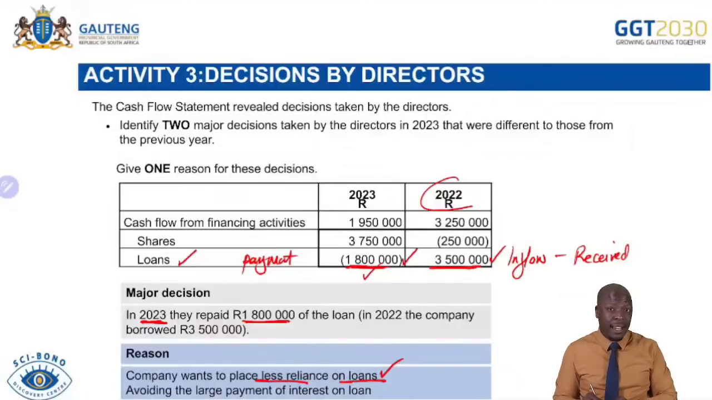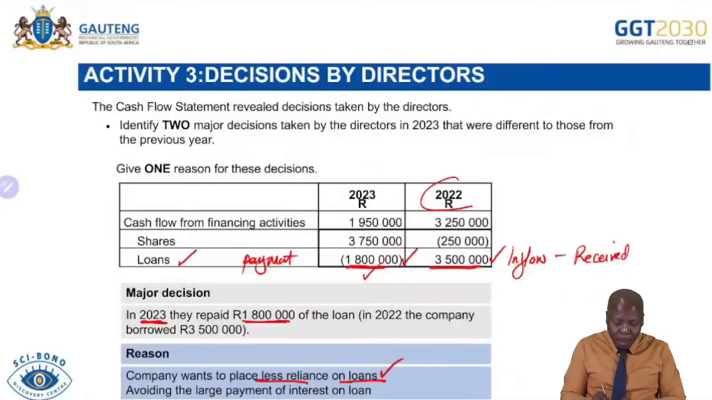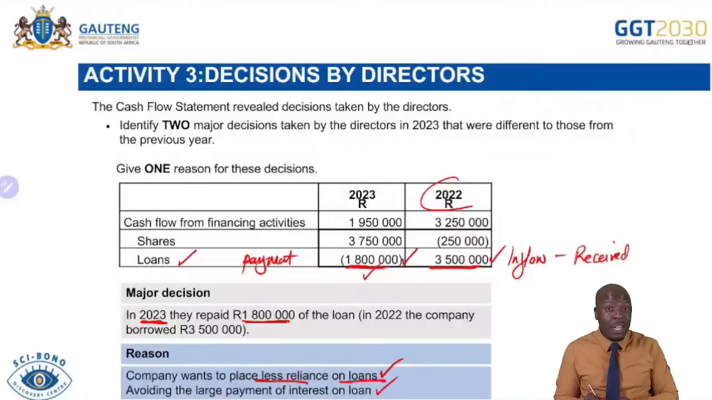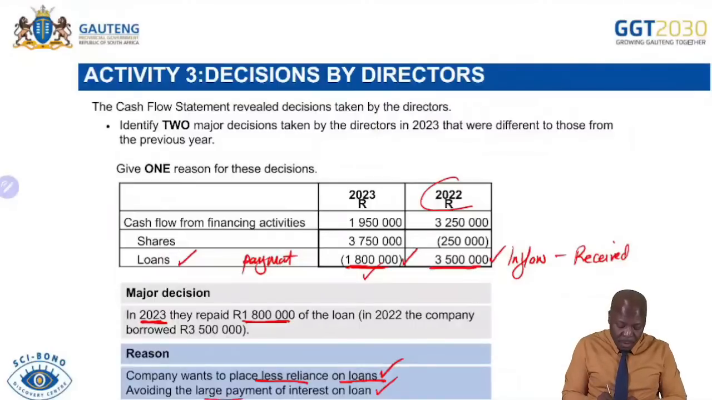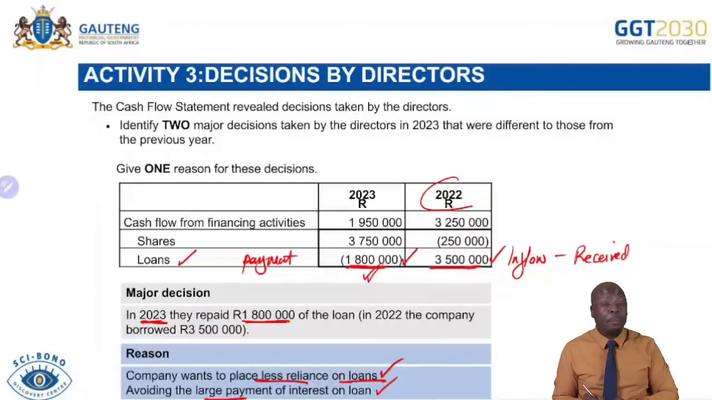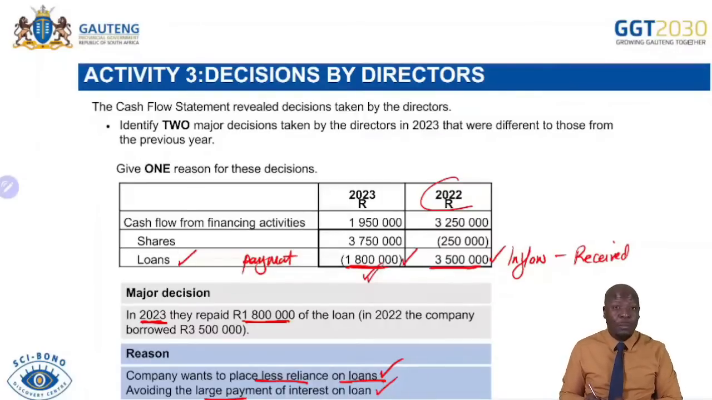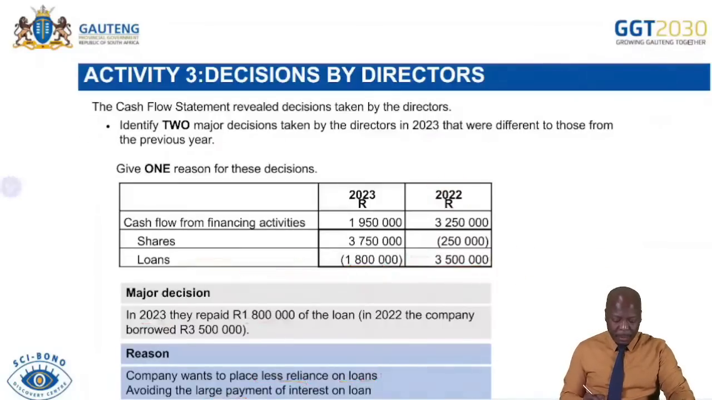And you have to understand that the moment the company has more loans, it also means they will pay more amounts in terms of interest. So by trying to avoid the large payments on interest, the directors have decided to pay back 1.8 million towards the loan. All right, so these are two major decisions that we see that were taken by the directors. Let's move on to the next question.